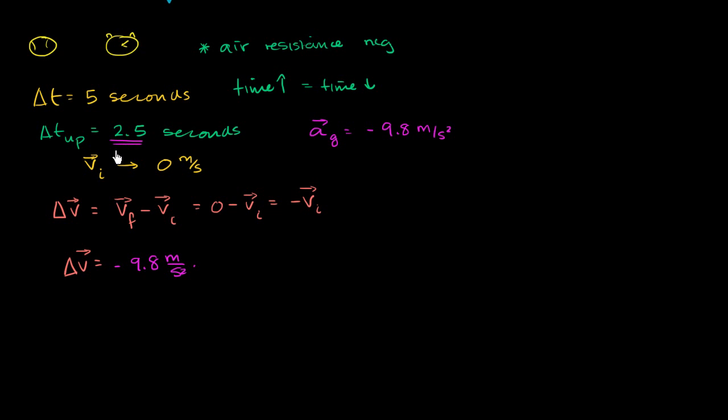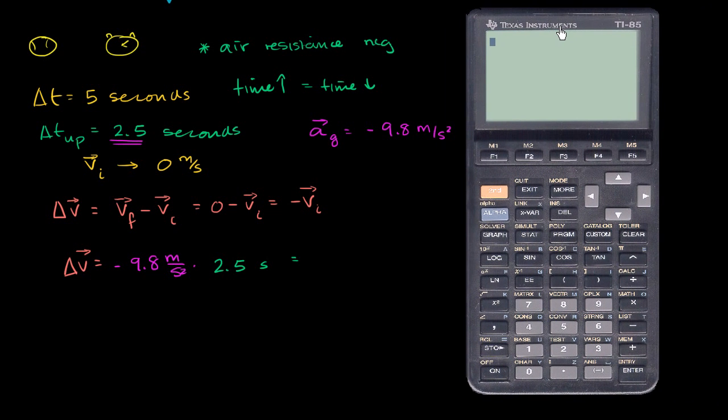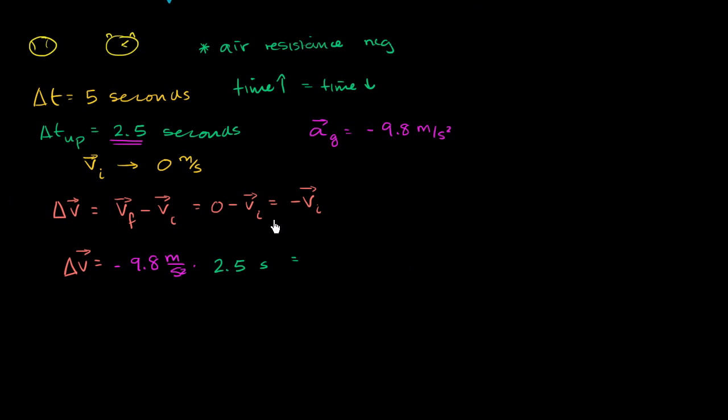Our change in time, we're just talking about the first half of the ball's time in the air. So our change in time is 2.5 seconds. So what is our change in velocity, which is also the same thing as the negative of our initial velocity? Get the calculator out. So it is negative 9.8 meters per second squared times 2.5 seconds. It gives us negative 24.5.